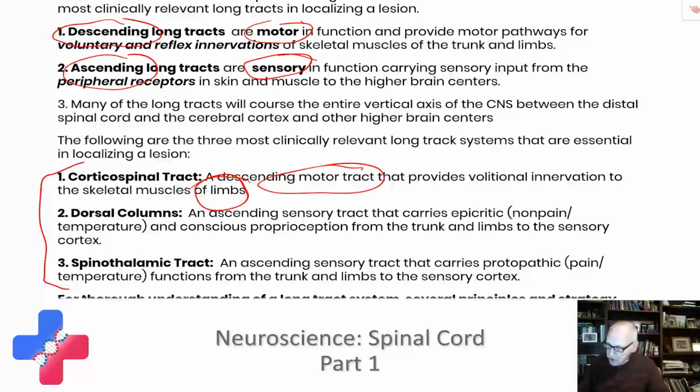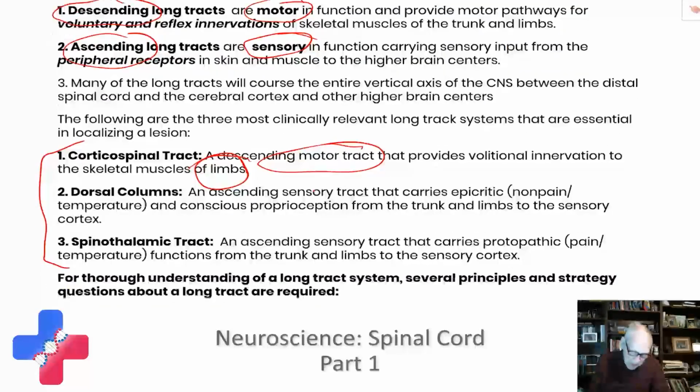And then the other two, dorsal columns and spinothalamic, are both ascending. So they're both sensory in function. Now notice the dorsal column is carrying all of the sensory modalities except pain and temperature. And then notice pain and temperature is carried by spinothalamic. So when you talk about touch, 2-point discrimination, vibration, or proprioception, that falls under the dorsal column lesion. And then spinothalamic would cover pain and temperature. So notice again, we're only going to have to deal with 3 of these.